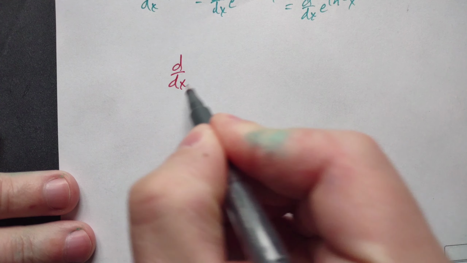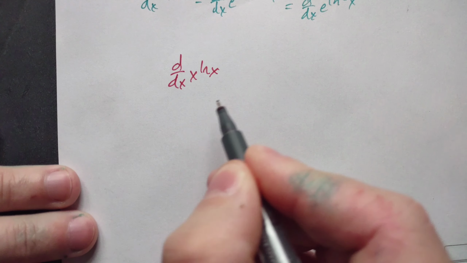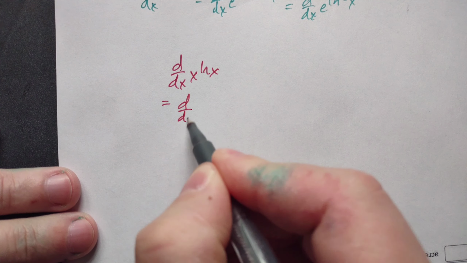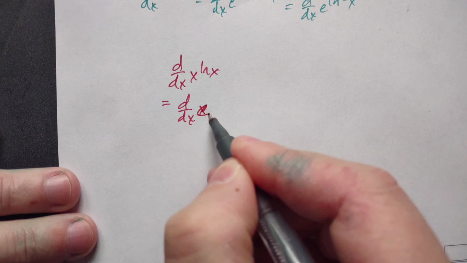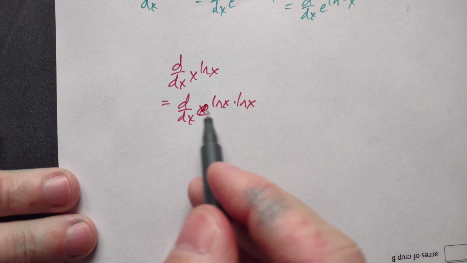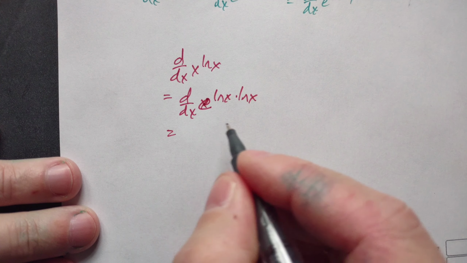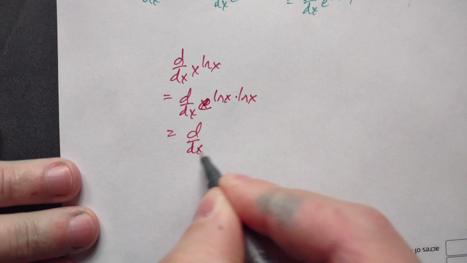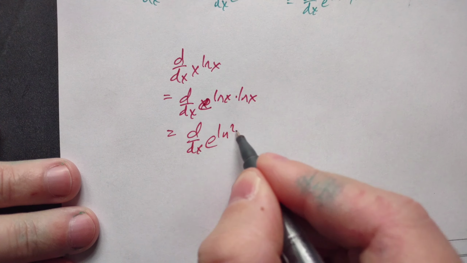Find the derivative with respect to x of x raised to the ln x. So first, write this as the derivative with respect to x of e raised to the ln x times ln x. You can do this because e and ln are inverse functions. Then it's going to be the derivative with respect to x of e raised to the ln squared x.